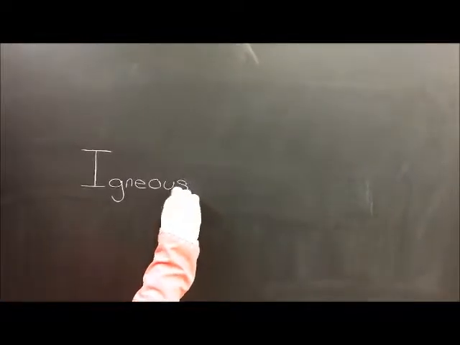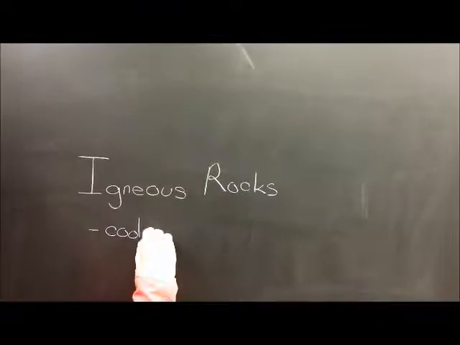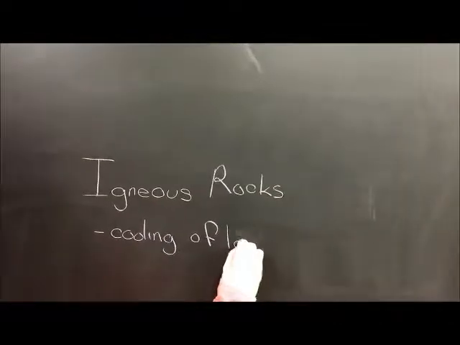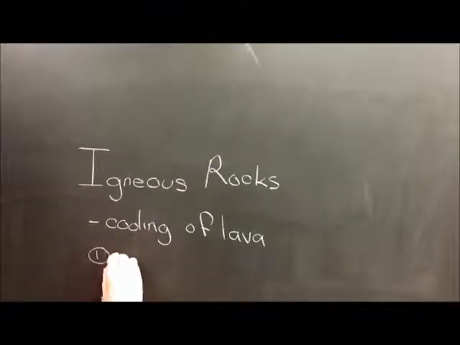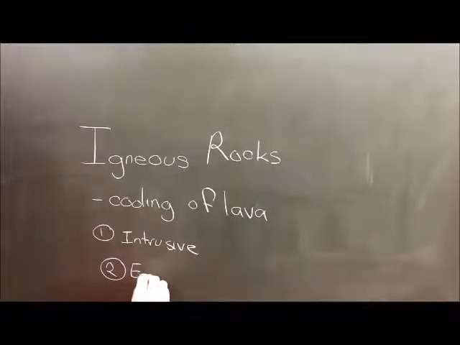Igneous rocks are formed when lava solidifies. There are 2 types of igneous rock: intrusive, which is when the lava solidifies below the Earth's surface, and extrusive, when lava solidifies above the Earth's surface.